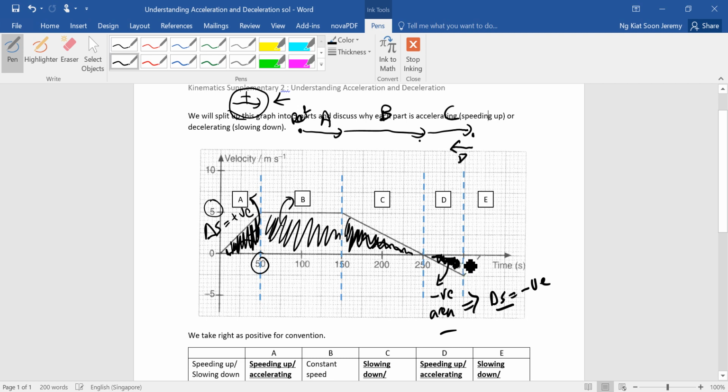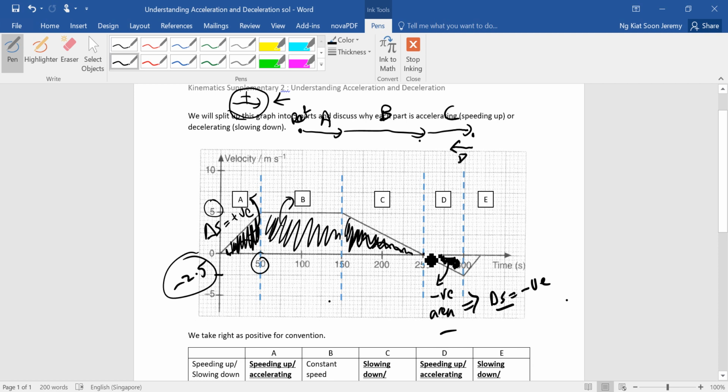Okay, I can go and calculate this area. If I calculate this area, it will be half times minus 2.5 times 50. Alright, and this will give me a negative value because of this negative 2.5. When I have negative area, it implies displacement is negative. It means I'm moving towards the left, right?